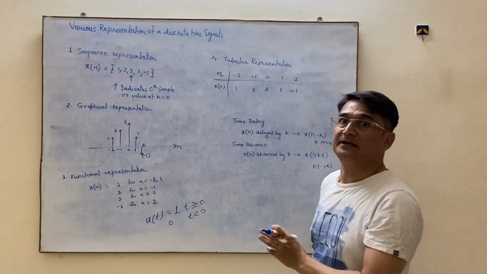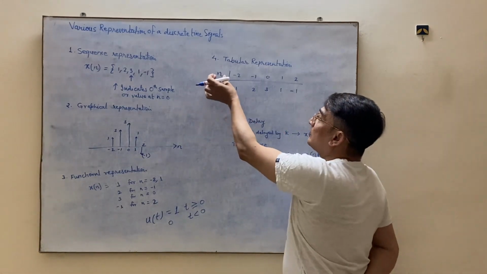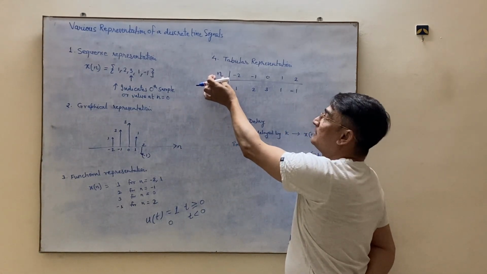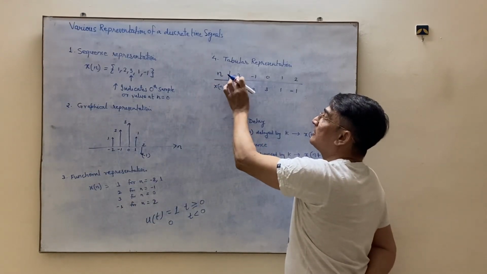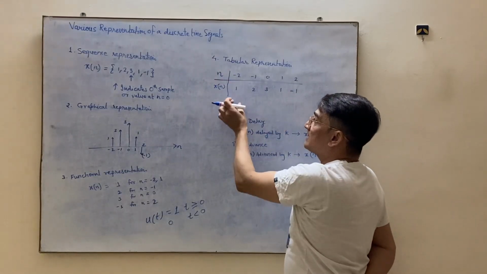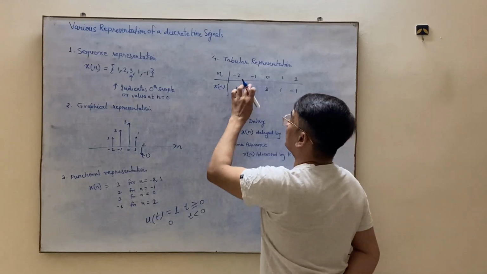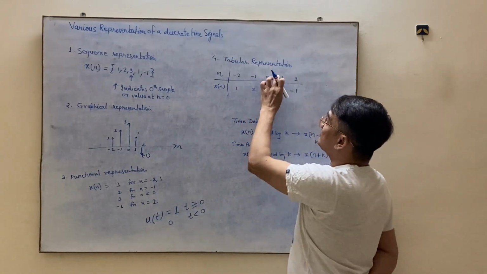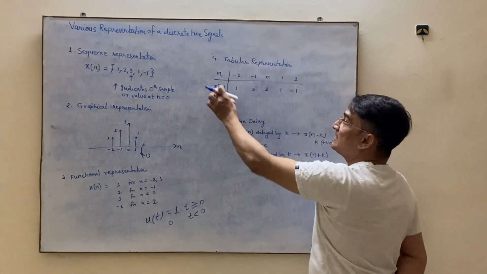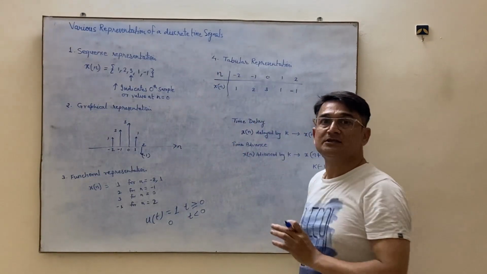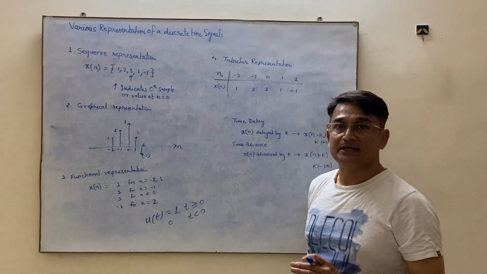Last is the tabular representation. In tabular representation, the data is in the form of a table. In the first row you write n, and in the second row you write x of n, that is the function. So for different values of n, what is the function value? For minus 2 it is 1, for minus 1 it is 2, for 0 it is 3, for 1 it is 1, and for 2 it is minus 1. Accordingly I have arranged all the values in a tabular format. That is what is known as tabular representation. So these are the various representations of any signal.